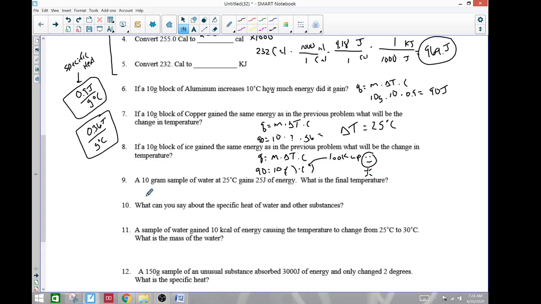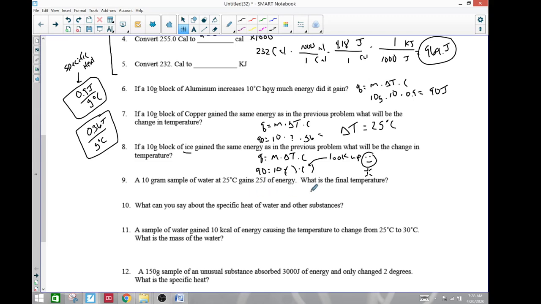All right, a 10-gram sample of water at 25 degrees Celsius. And again, we could do this like the previous problem, but it says ice, and ice has a different specific heat than even water. A 10-gram sample of water at 20 Celsius gains 25 joules of energy. What's the final temperature? Okay, so let's do this.